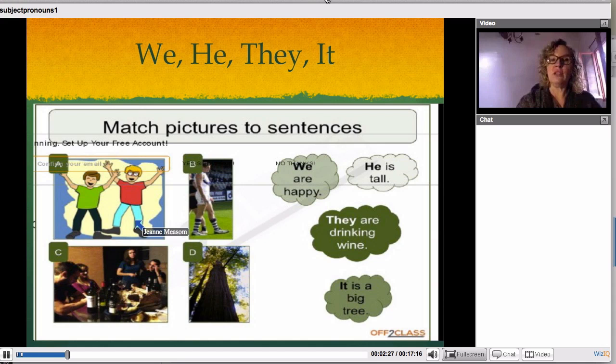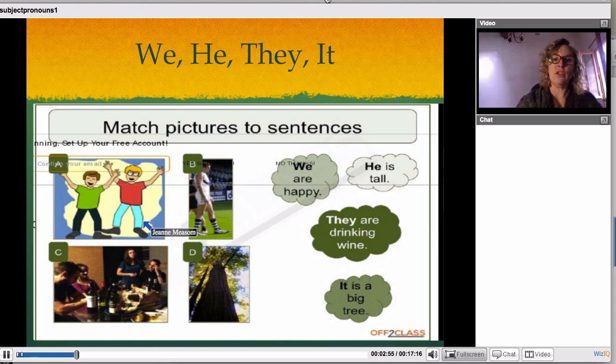So if you see this first picture, which of the sentences here, the little captions, do you think belongs to it? I'll give you a few minutes to think. So let's give a few clues. There's more than one person. So it's not singular. So the 2 that are singular are he and it. The 2 that are plural are we and they.